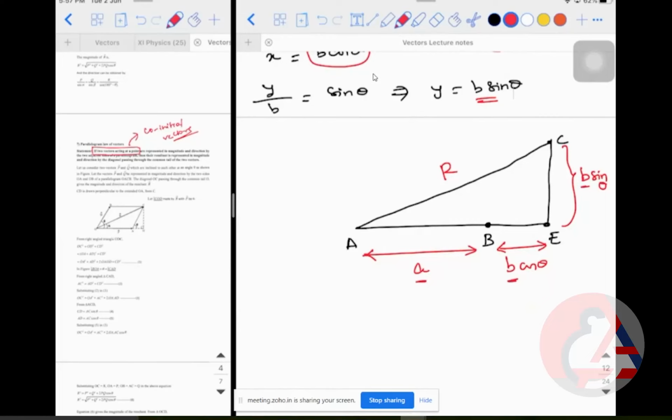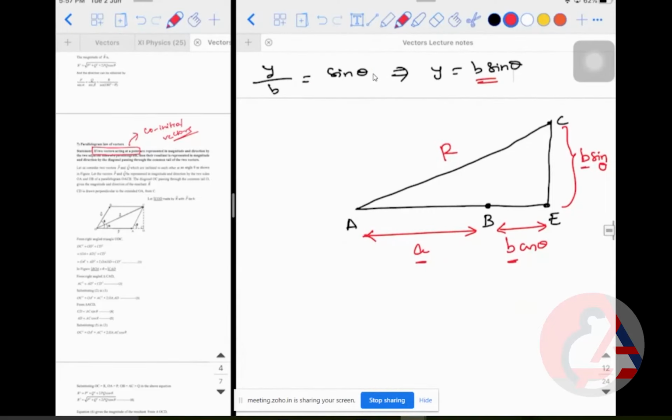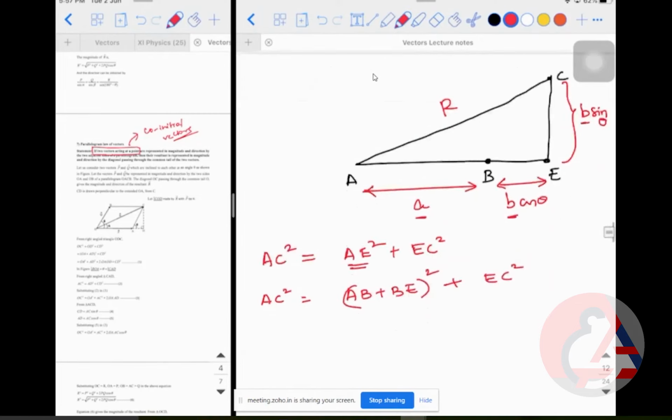Now what are you able to see? You are able to see a right angle triangle. So for a right angle triangle, wherever you need to find the distances, what do you apply? Pythagoras theorem. So what does it state? Hypotenuse square, that is AC square is equal to AE square plus EC square. Can I write it like this? Yes. So AC square is equal to, can I write AE as AB plus BE, the whole square plus EC square?